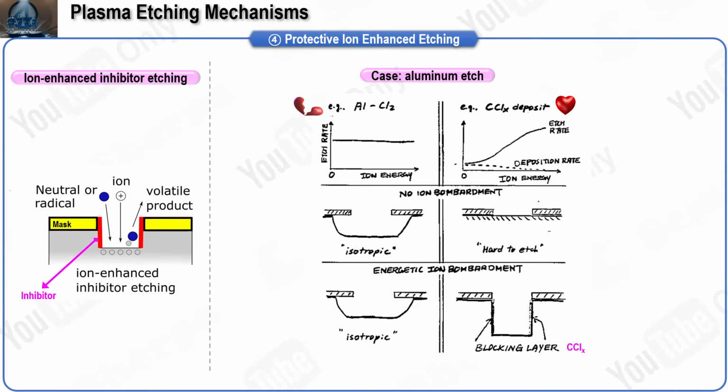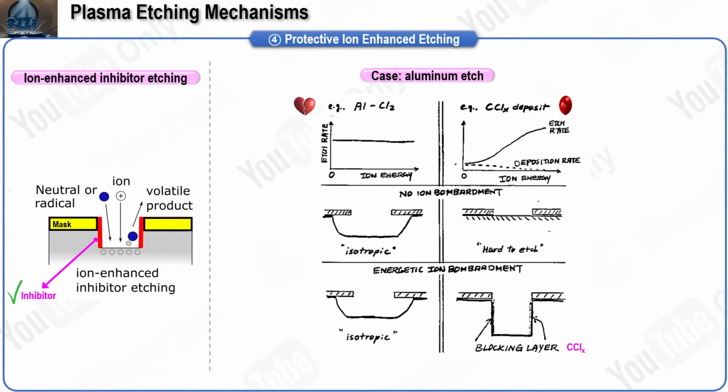The result is an anisotropic, near vertical profile even when the base chemistry by itself would etch isotropically. That is why we use this mode whenever the chemistry is too reactive and tends to undercut. Passivation suppresses the sidewall reaction while ions localize the etch to the bottom. Connect this to the aluminum example on the right.